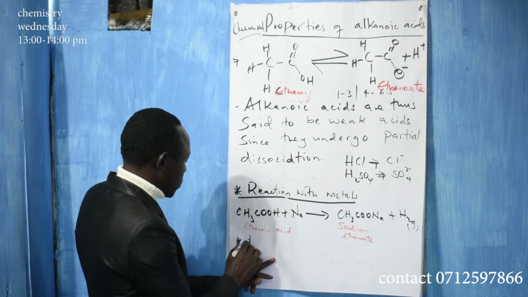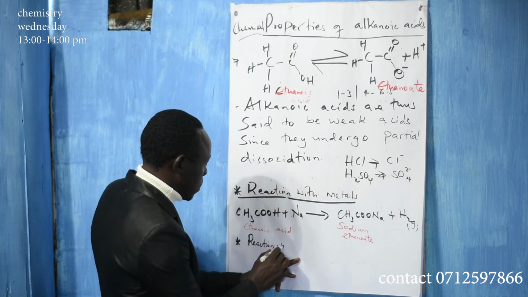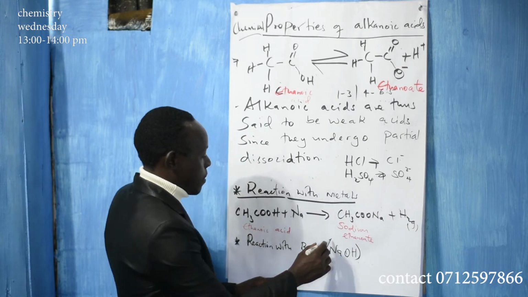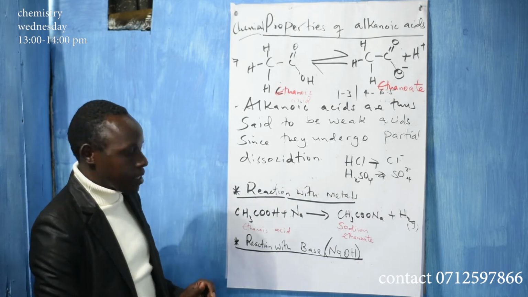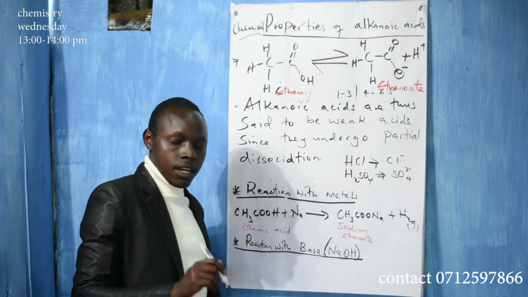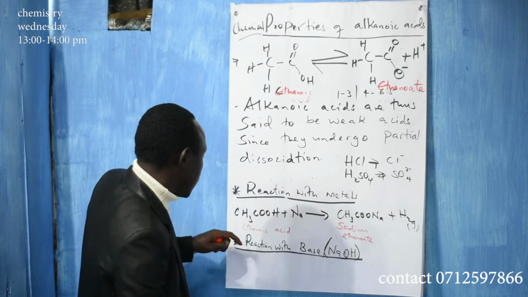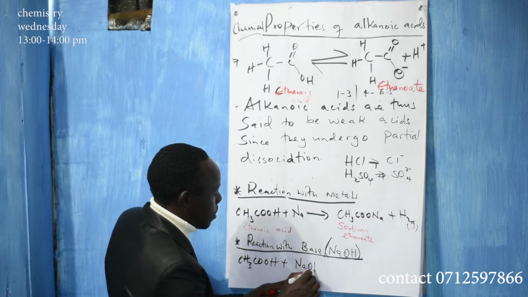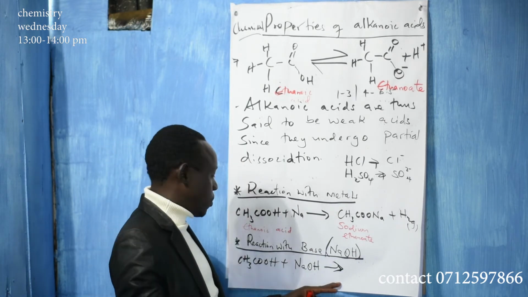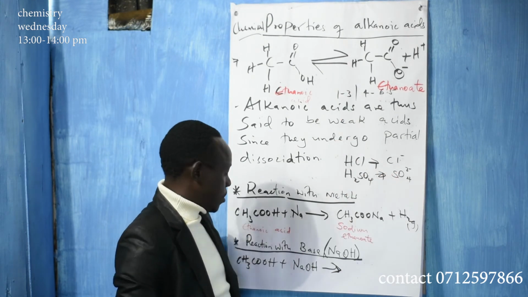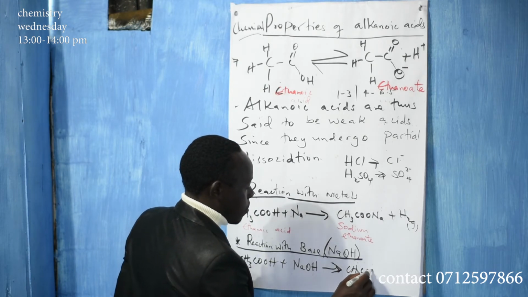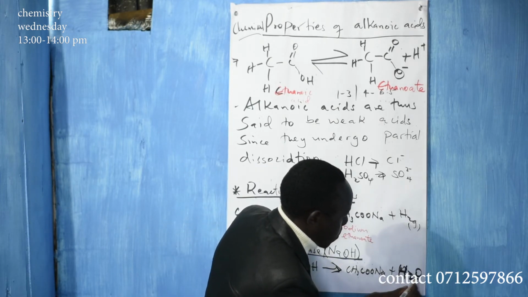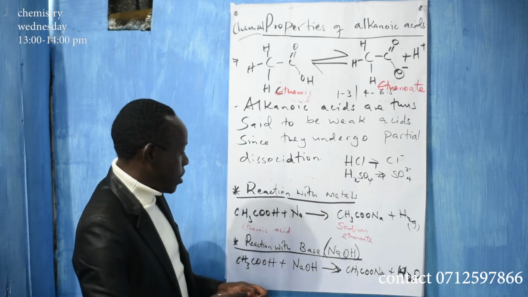Two is reaction with bases, for example, sodium hydroxide. Reaction with bases also follows the reaction of acids with bases. Acids react with bases to form salt and water. So this one will be CH3COOH reacting with sodium hydroxide to form salt and water. And we have said the salt is from the metal in the hydroxide. So this one will be CH3COONa plus water. So this is sodium ethanoate, the salt, plus water.